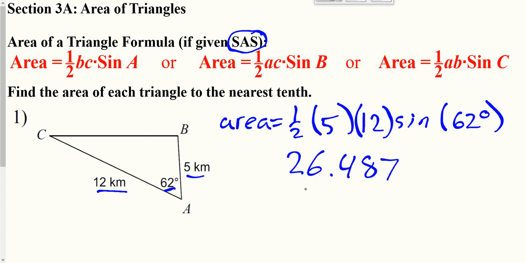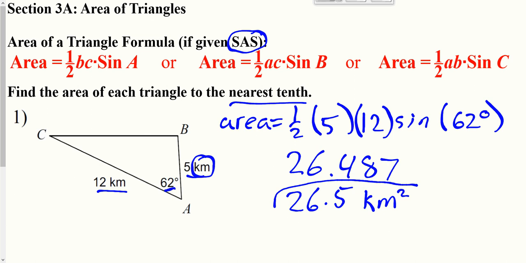26.487. So to the nearest tenth, we'd write 26.5. Notice your units are kilometers, and so you're dealing with area. It'll be kilometers squared for your answer. So if you're ever dealing with the area and you have an angle between two sides, you can use this idea of 1/2 your first side times your second side times the sine of your angle.